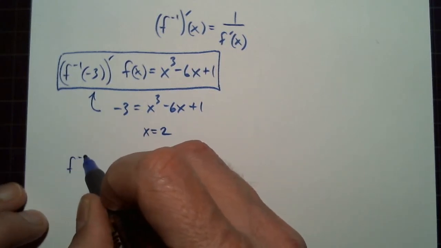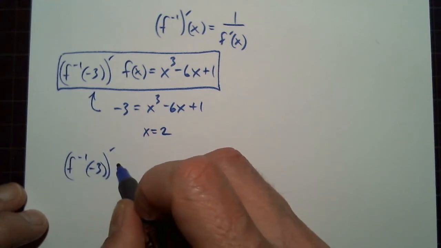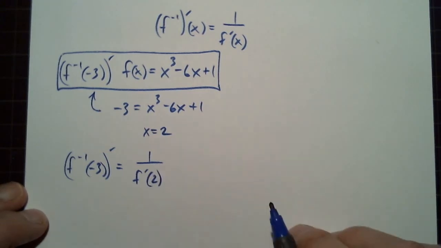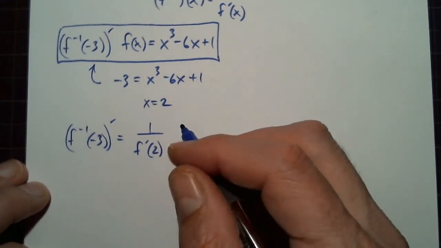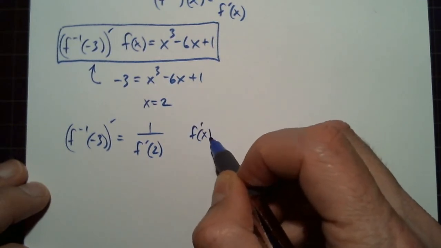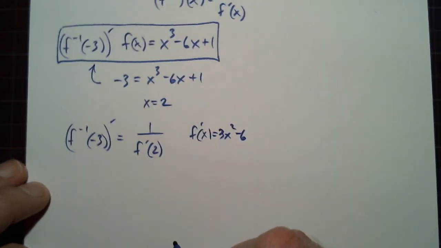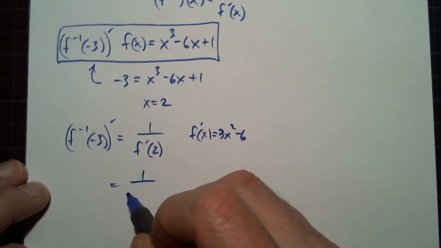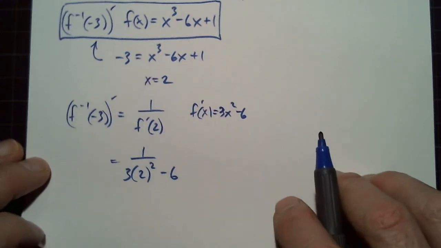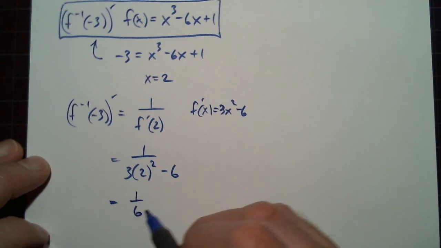So the derivative of the inverse at -3 is 1 over the derivative of the function at 2. And the derivative of the function is 3x squared minus 6. So we have 1 over 3x squared minus 6. And we get 1/6. We have 12 minus 6, so we have 1/6.